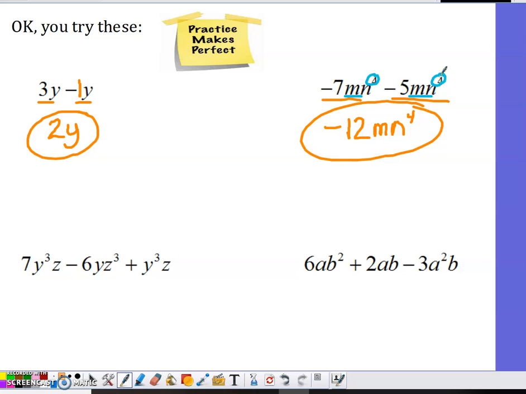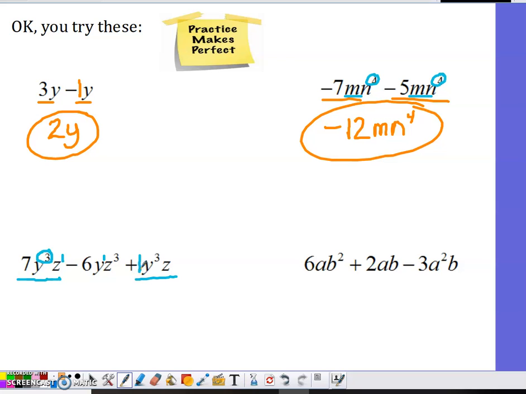However, that's not the case because if we look at this first term, we see that the y is raised to the 3rd power and the z is raised to the 1st. If I look at the second term, y is raised to the 1st, z is to the 3rd. So that means I cannot combine those, right? They're not the same powers for those variables. However, this last one, y to the 3rd and z, that's the same as my first term. So those two we can combine together.